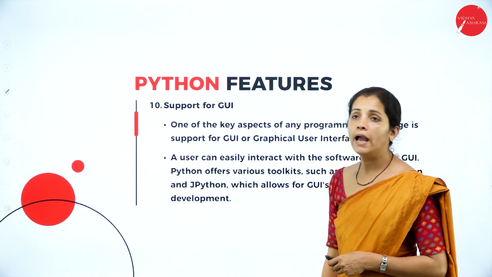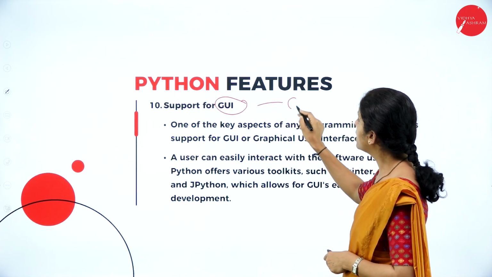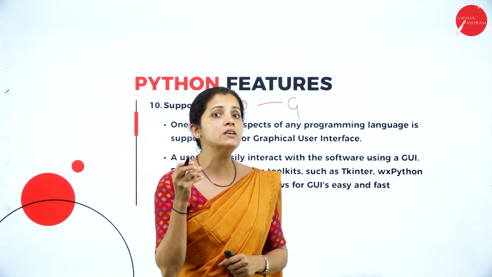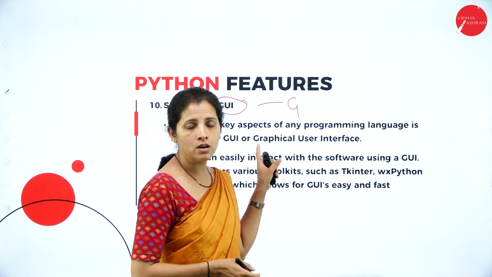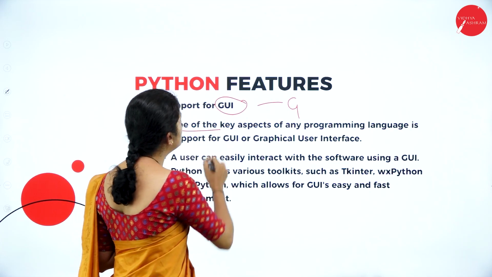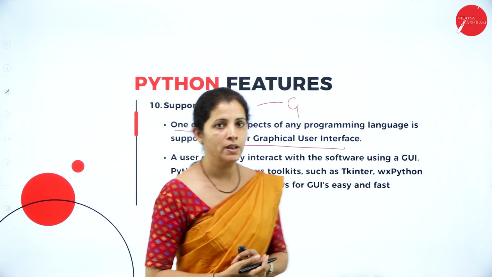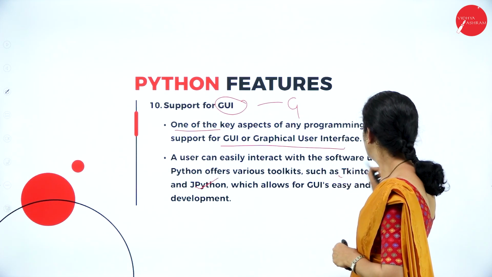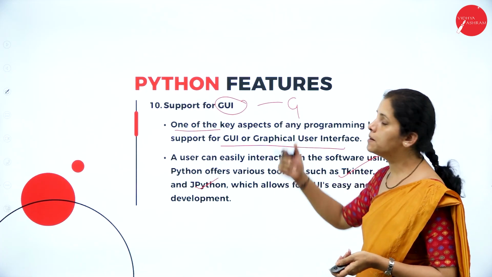If I consider another feature, support for GUI. So what is GUI? Graphical User Interface. If I want to develop any attractive user-friendly application, then I'll go with Python. Because of this feature, Python is used to develop web development applications. One of the key aspects of any programming language is to support a graphical user interface. And what kind of graphical user interface does it provide? JPython or Tkinter, wxPython. These are certain toolkits available in Python.